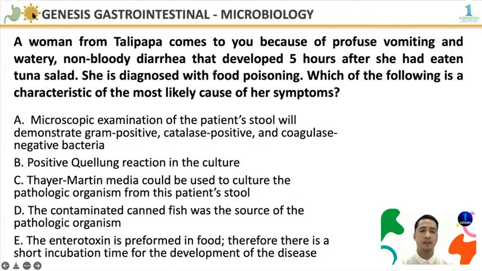So this question: a woman from Talipapa comes to you because of profuse watery, non-bloody diarrhea that developed 5 hours after she had eaten tuna salad. She is diagnosed with food poisoning. Which of the following is a characteristic of the most likely cause of her symptom? One of the features that we're going to discuss are the features of diarrhea. So what are the different causative agents that can cause diarrheal diseases?